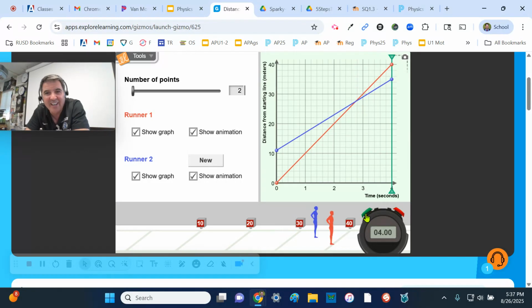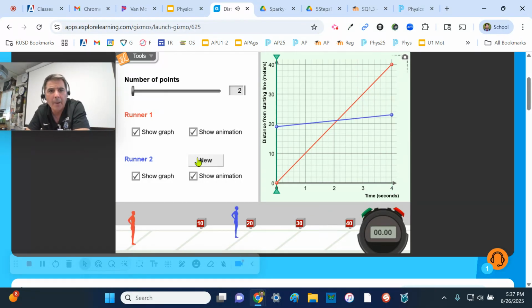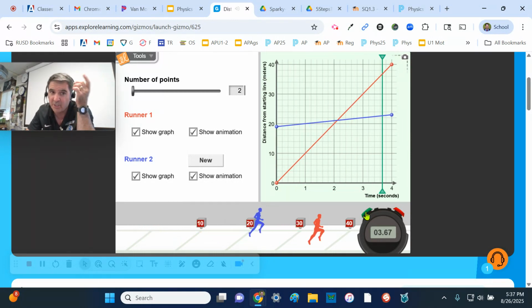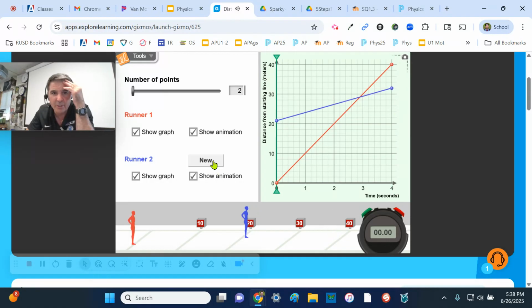Oh, red got him, right? Why'd red get him? Because red is faster. You see how this works? Click new. What the heck? Now who's going to win the race? Man, is red the faster runner? I don't think blue's even trying anymore. I think blue's just going to walk as slow as possible. Looks like he's running though. Try as many as you want. Different examples of what's going on.